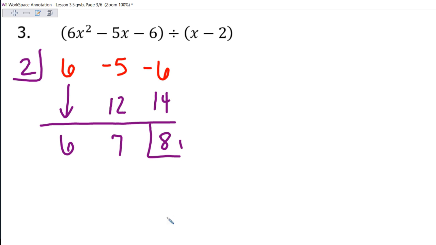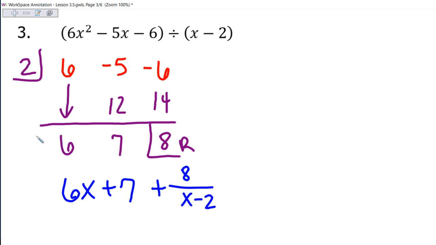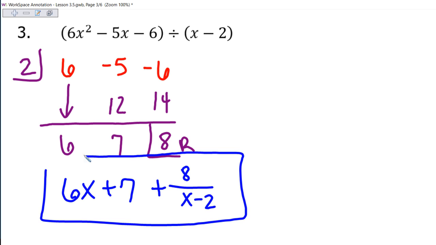Now when I write my answer, drop it a degree. So if this was 6x squared, this would be x to the first. So this would be 6x plus 7 plus remainder over binomial. If you have a remainder, make sure you add remainder over binomial.